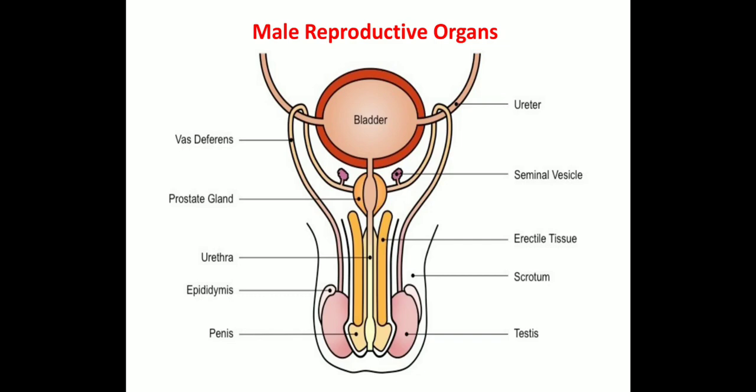There is a prostate gland, you can see, which secretes fluids that provide nutrition to the sperm, and these secretions together with the sperm form semen. And finally, a penis is there, which allows urine to be released as well as semen to pass from the man's body.